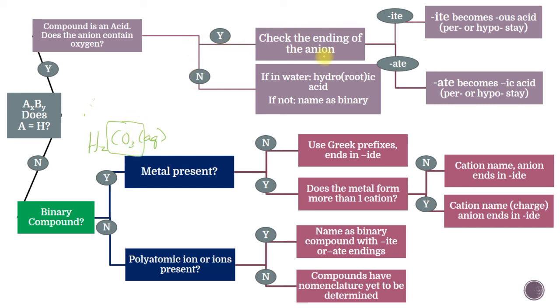Okay, so yes. Check the ending of the anion, so this is the back of the periodic table again. We look for CO3 on here. Okay, I found it about 2/3 of the way down the page. It's called carbonate. Carbonate, ATE. So we check the ending. It's ATE. ATE becomes ic. So we're going to say carbonic acid is the name of this substance.